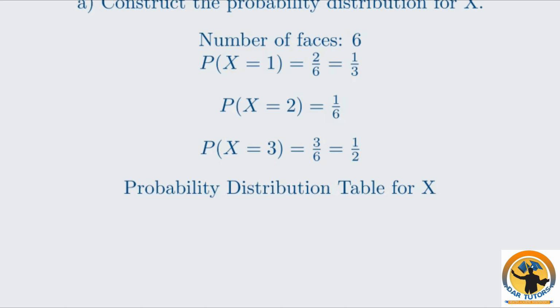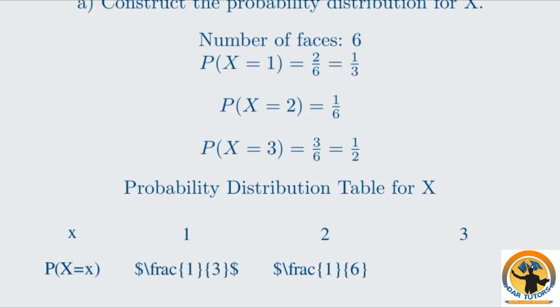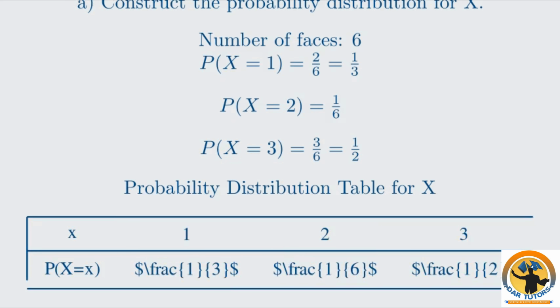We can now put this into a table. The possible outcomes x are 1, 2, and 3. The corresponding probabilities P of X equals x are 1/3, 1/6, and 1/2. Remember, the probabilities must sum to 1. Next, we'll find the mean of this distribution, often denoted by the Greek letter mu.